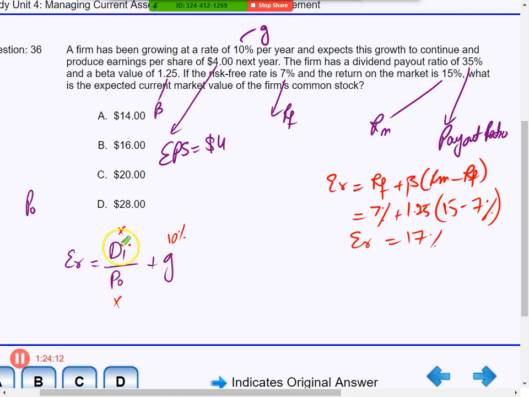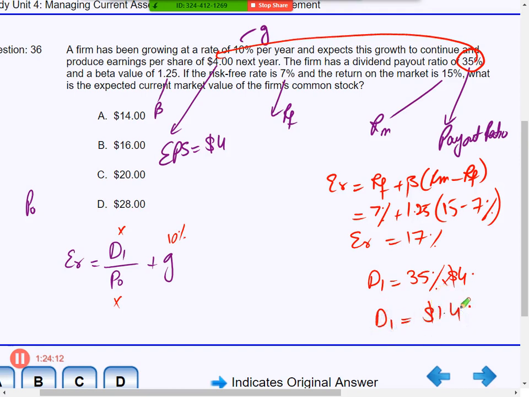We have to find D1. D1 is the dividend that we are going to pay next. It says that the company is going to earn $4 next year, and the company intends to pay 35% of this amount as a dividend next year, which means the dividend next year is going to be 35% of your earnings. If you earn $4 per share, 35% of this would be given as a dividend. So it's going to be 0.35 times 4, 1.4. So it means the next year dividend is going to be $1.4. We are done. All done.